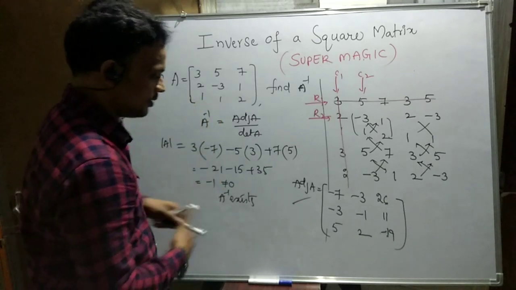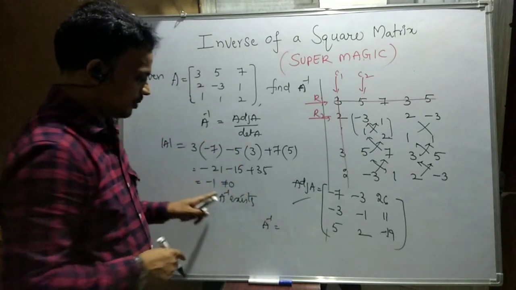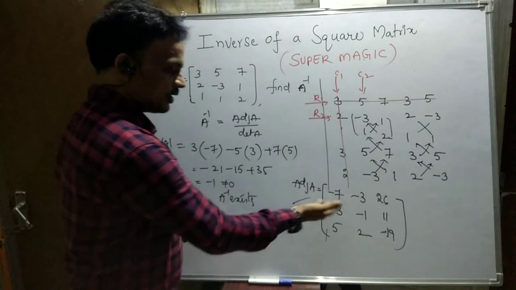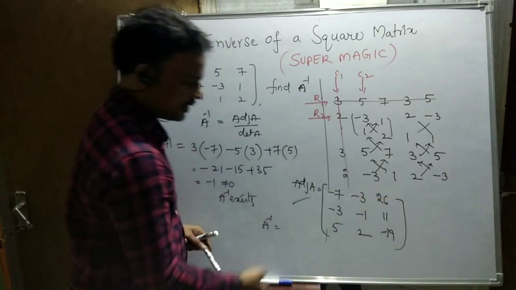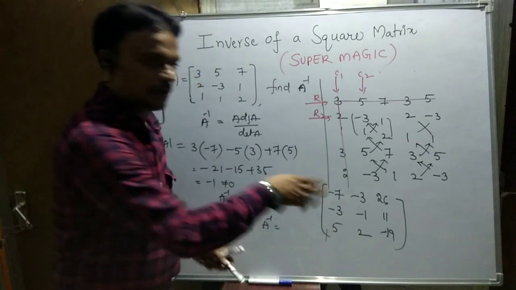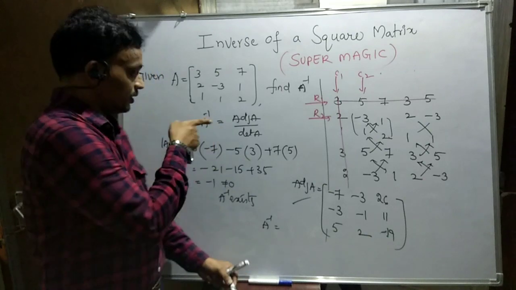Then what is the inverse of the problem? So now A inverse equals minus 1 times all those elements, which is, you got that value: 7, 3, minus 26, 3, 1, minus 11, and 5, minus 5, minus 2, and plus 9.